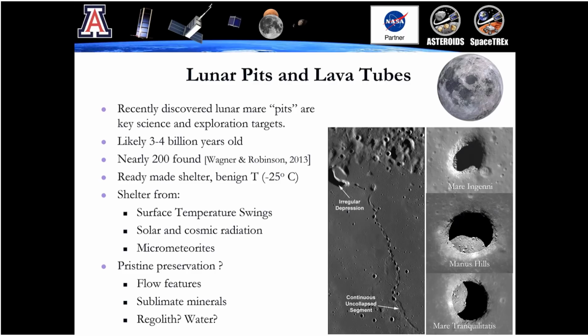And so the question is, how pristinely preserved are these lava tubes? And we would like to know inside, what are the flow features, what are sublimate minerals inside, and what kind of regolith, and if there is even potentially water.